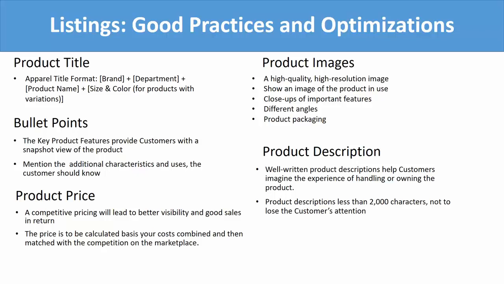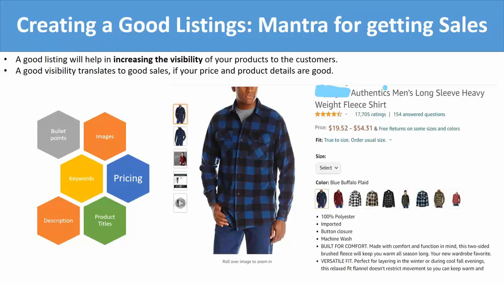Next thing is the product description. If a customer reaches your product description, it means you have more or less made the sale and the customer wants to know more about it. Hence, the description becomes very important, because if you write a single sentence there that's already written in your title and your bullet points, you're not giving anything extra to the customer. So it should be a well written product description, and the customer should be able to understand the experience of handling and owning the product. It should be less than 2000 characters, and it can be made into different paragraphs if there are different topics, so that the customer does not lose attention while reading through your description.